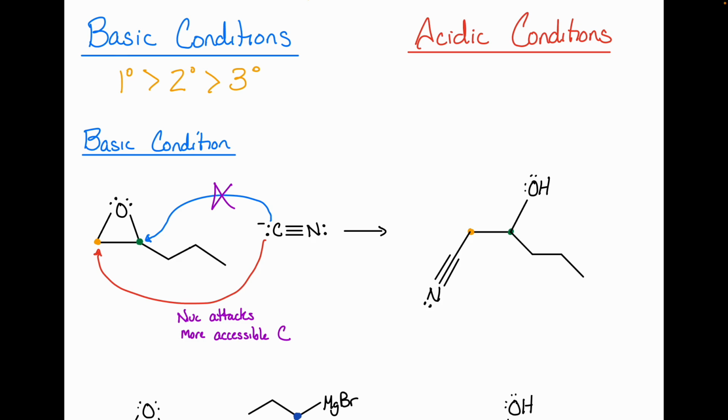Okay, now you wouldn't think that the conditions would really change much, and to some extent, primary are still favored over secondary under acidic conditions because of that simple accessibility argument. But there's something weird about tertiary carbons in epoxides under acidic conditions. All right, and let's remember that's because our very first step in our mechanism is different for acidic conditions than for basic conditions. So let's now look at acidic conditions.